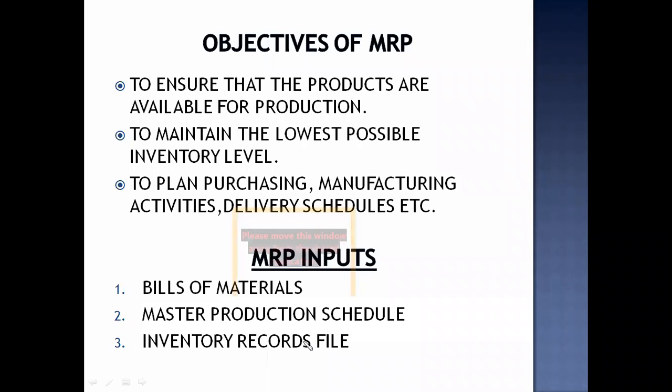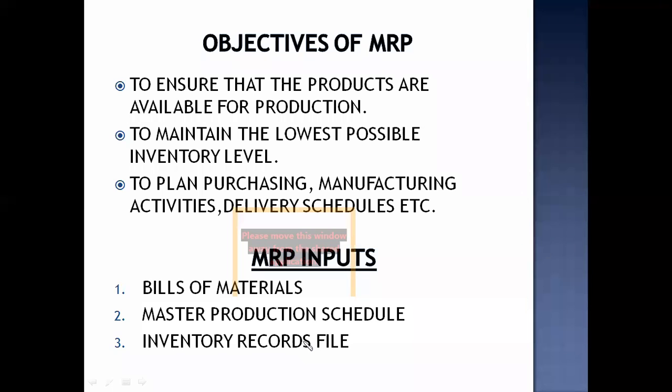These are the objectives. The objectives of MRP are to ensure that the production is happening smoothly. For production to happen smoothly, we need products available on time. To maintain the lowest possible inventory level, because we have already seen inventory ज़्यादा भी नहीं होना चाहिए, कम भी नहीं होना चाहिए. It should always be at an optimum level. To plan purchasing, manufacturing activities, delivery schedules, etc. using computers.